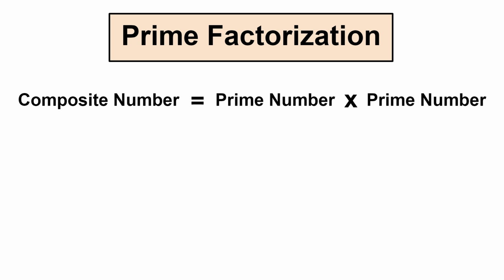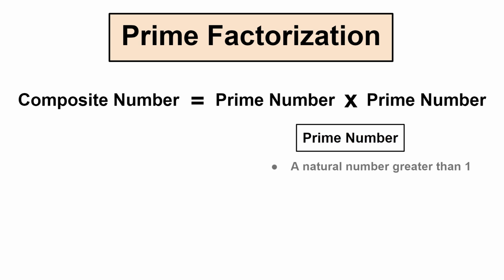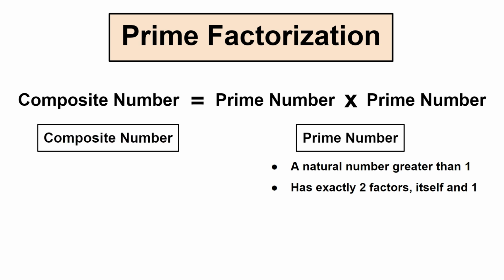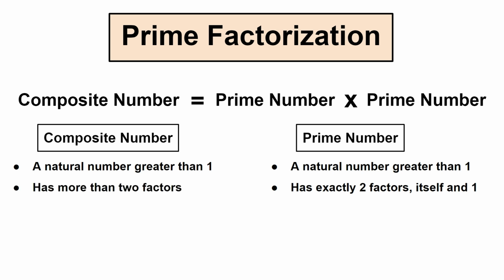Now, in my previous video, we learned that a prime number is a natural number greater than 1, and it has exactly 2 factors, which means it's only divisible by the number itself and 1, and that a composite number is also a natural number greater than 1. But unlike prime numbers, a composite number is divisible by a number other than itself and 1, which means it has more than 2 factors.